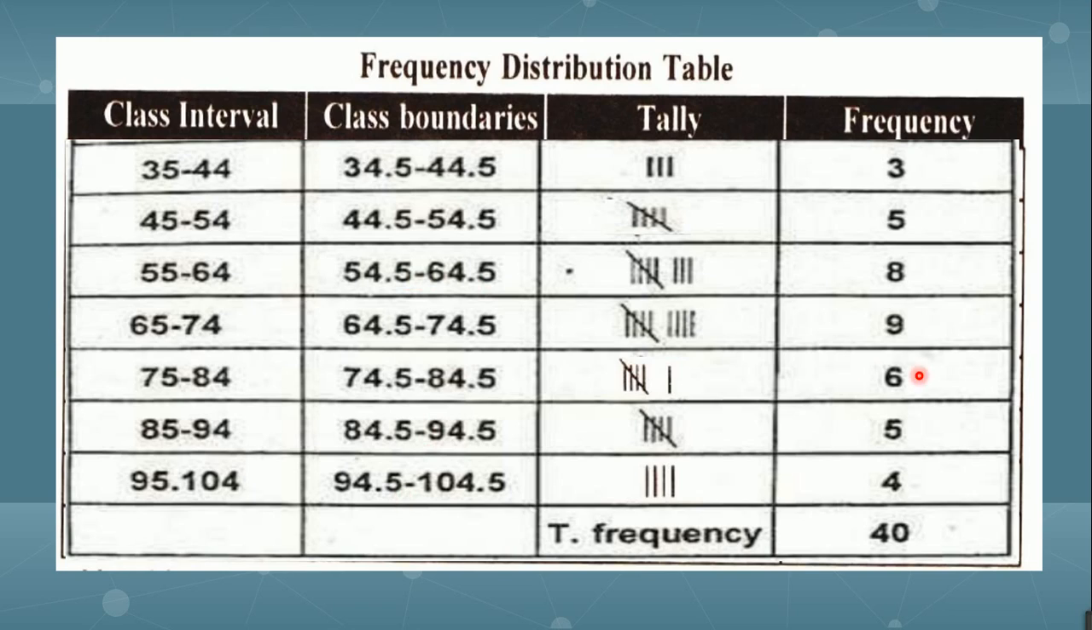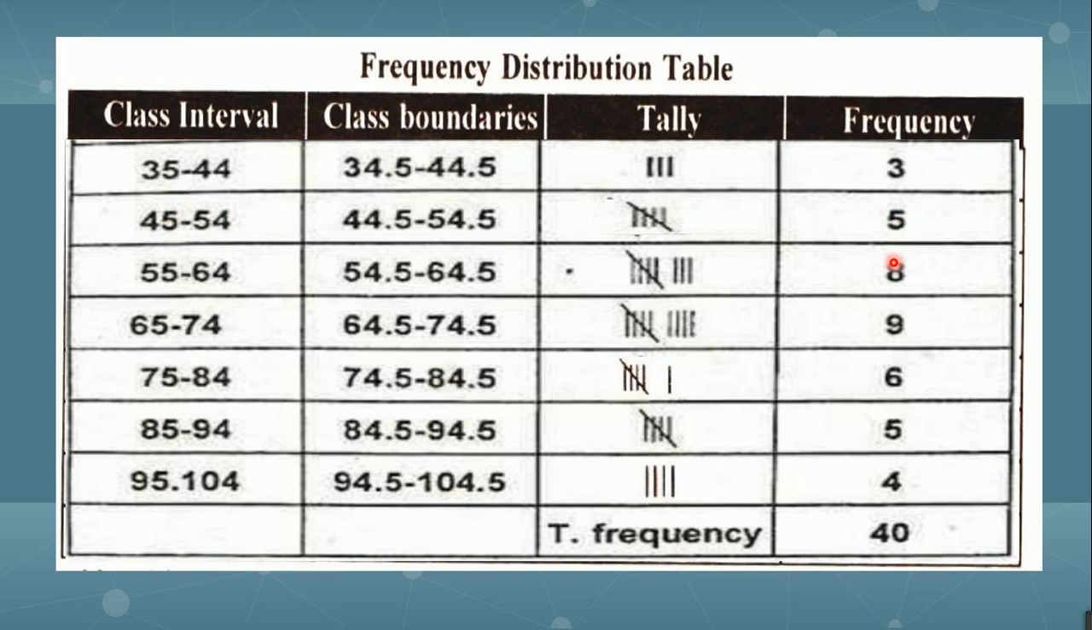Now we will write the frequency. From the given data we will see how many numbers are there from 35 to 44. So there are three numbers, so this class interval frequency is 3. And then we will see how many numbers are from 45 to 54. There are 5 numbers from 45 to 54. We will see from the given data. So this class interval has frequency 5.